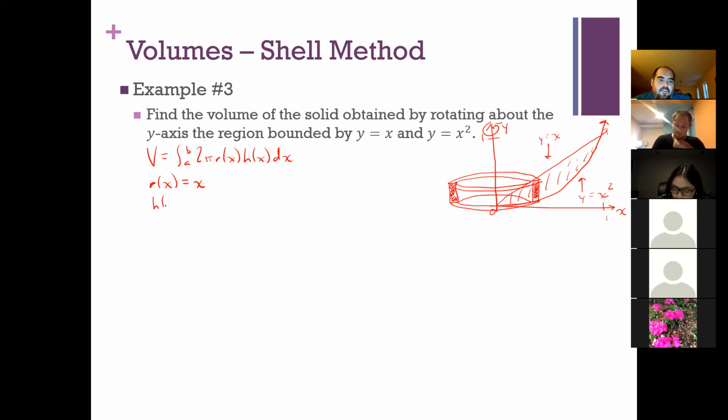So what's a good expression going to be for the height of any little rectangle I could draw in here? How tall are any of these rectangles going to be? The distance between y equals x and y equals x squared. Right. So the height is, now it's not as simple as me just saying, it's this function down to the x-axis. Now I have to take the height as the difference between x and x squared.